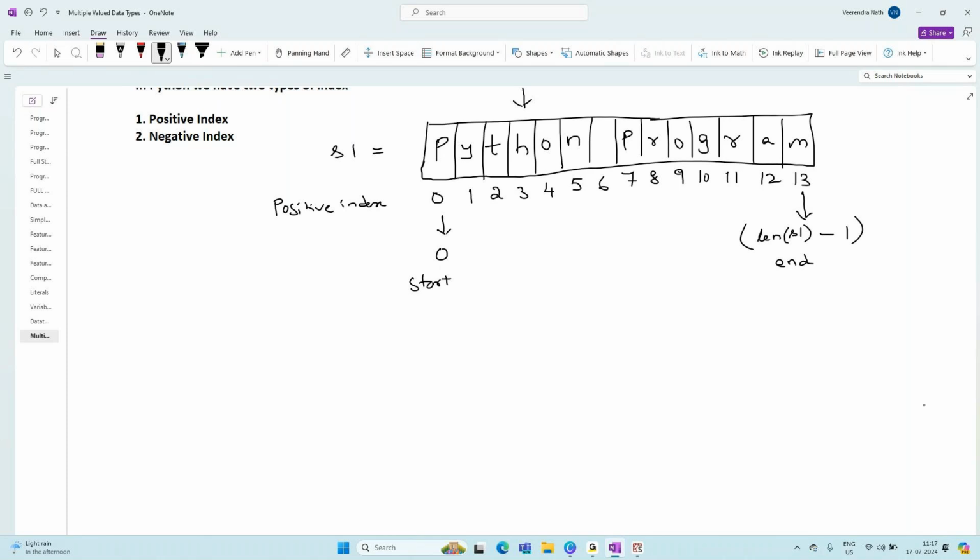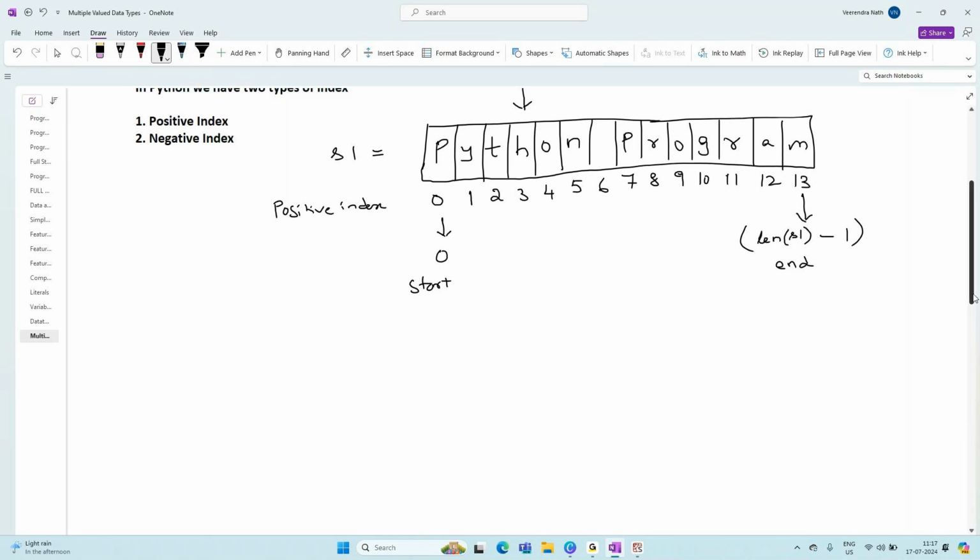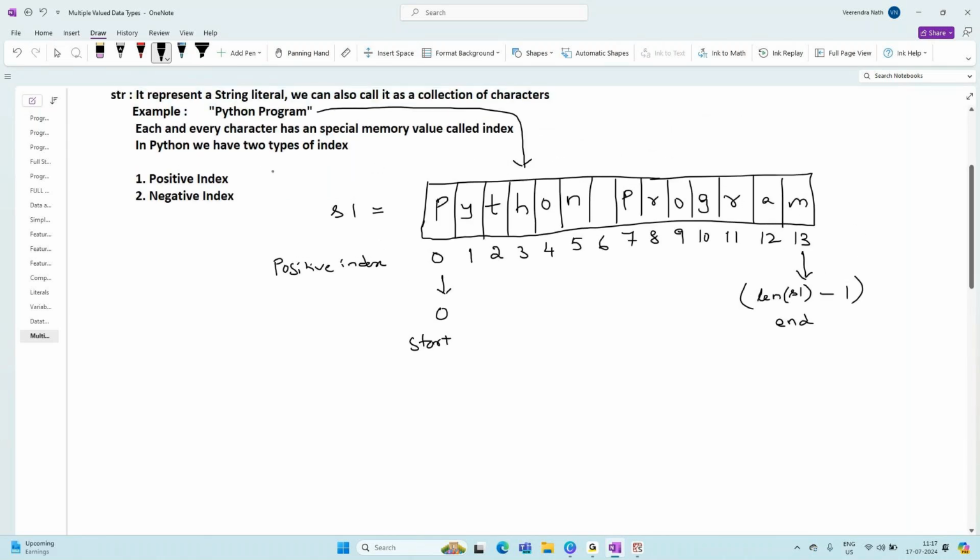Okay. Now, sir, what about negative indexing? We'll write the notes, don't worry. First we will go for the exam, because while writing notes, it will be easy for you. Now it will start from minus 14. Sir, what is 14 here? 14 is nothing but len of S1. So minus len of S1. It's negative, right?